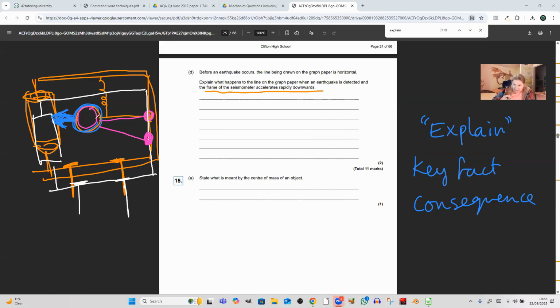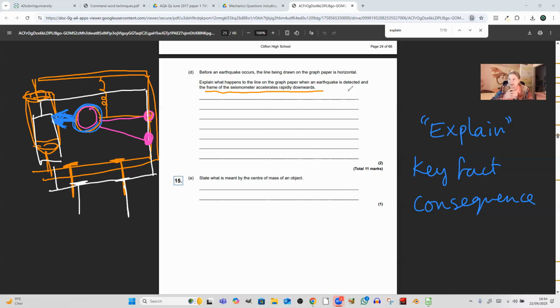But can you see, they want to know what happens to the line on the graph paper when the frame accelerates rapidly downwards. And when it accelerates rapidly downwards, it's going to draw a line that goes up. Okay, and it's because basically the drum has been dropped past the pen. Not that the pen's moved up, but that the drum has moved down. Okay, right, now we've got to explain this.